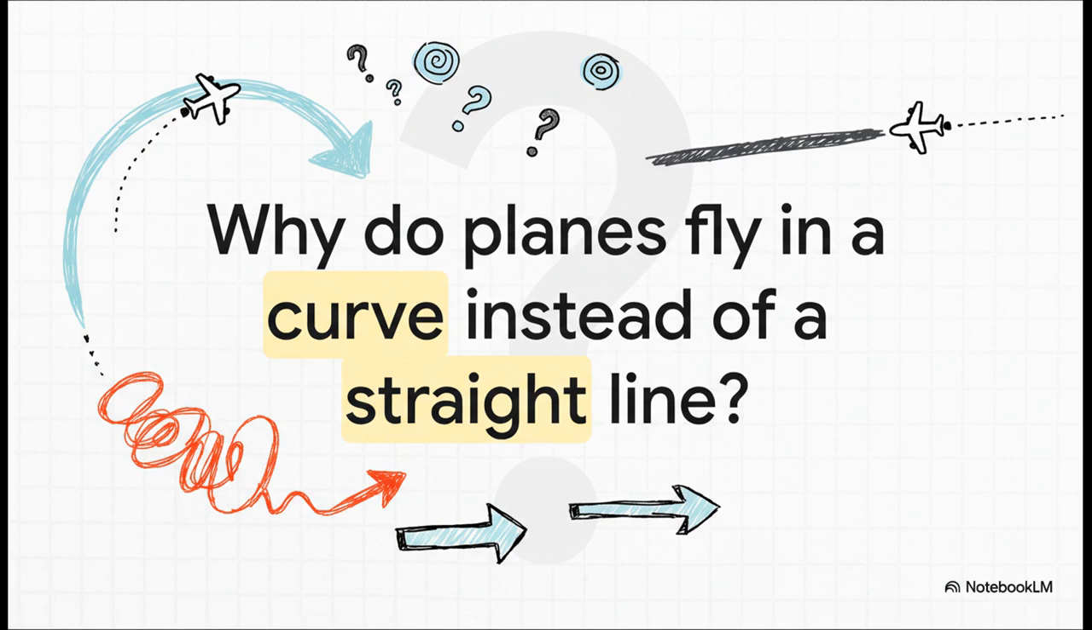It just feels wrong, doesn't it? Since we were kids, we're taught the shortest distance between 2 points is a straight line. So why are planes doing the opposite? By the end of this, you'll see that what looks like a detour is actually a brilliant shortcut.